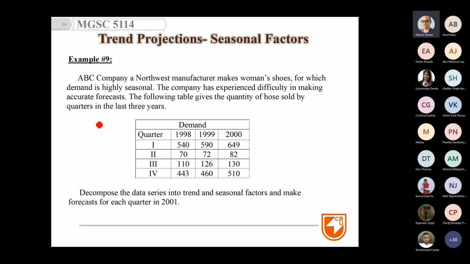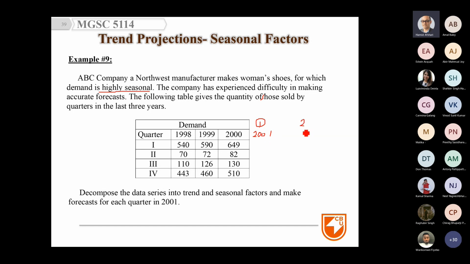So there is one example. ABC company is a Northwest manufacturer. They make women's shoes. Demand is highly seasonal for women's shoes. The company has experienced difficulty in making accurate forecasts. The following table gives the quantity of the shoes sold by quarters in the last 3 years. So I have the data for the last 3 years, from 1998 to 2000. Then I am asked, first of all, to calculate how much is the demand for 2001, okay? That's the first part of this question.